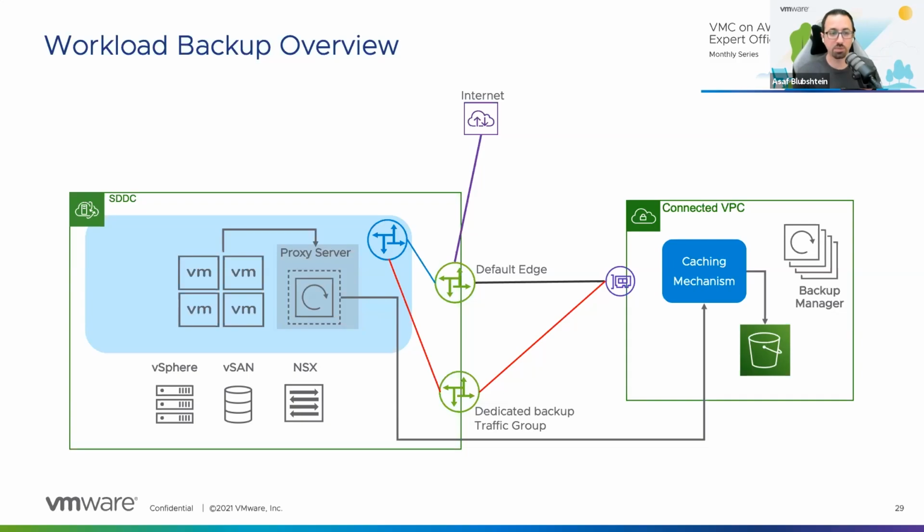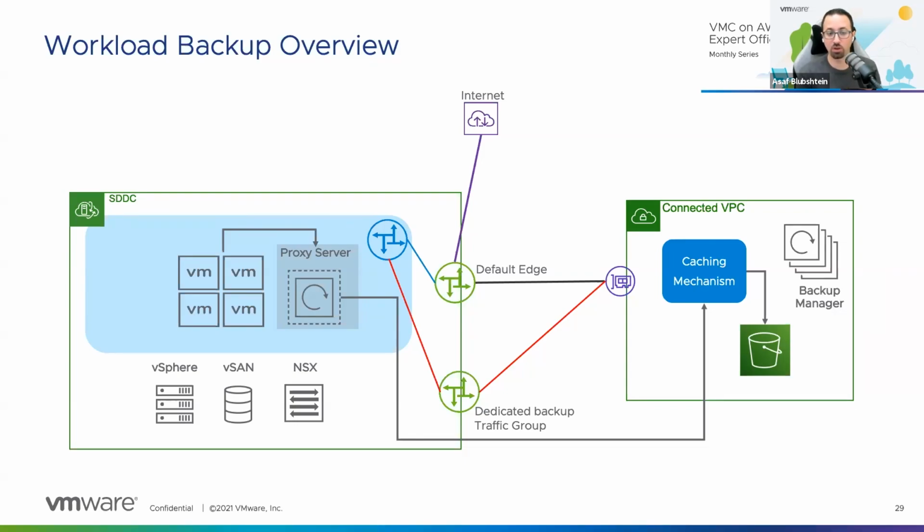So this is not a specific backup solution. I have placed the HCL link specifically for backup products that have been validated on VMware Cloud and AWS. So contact your specific backup vendor if there's any type of specific configuration that you require. But this is just a proposed architecture at a very high level, leveraging, for example, the connected VPC and a dedicated backup traffic group.